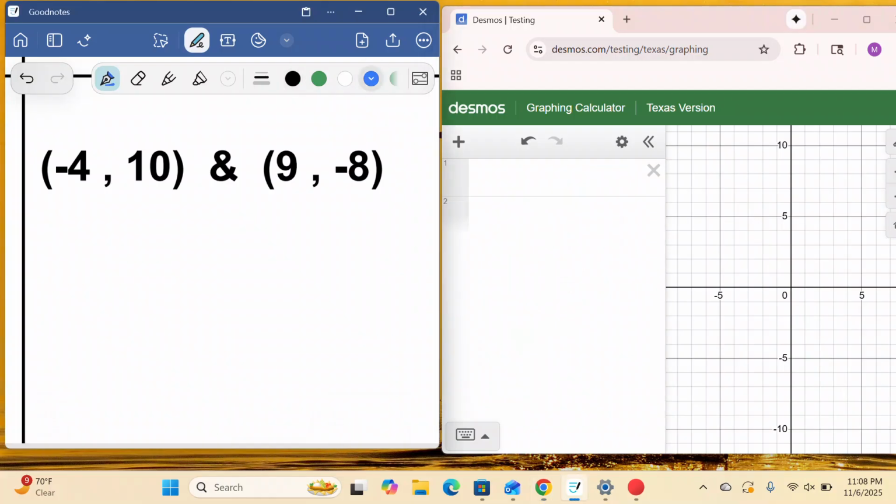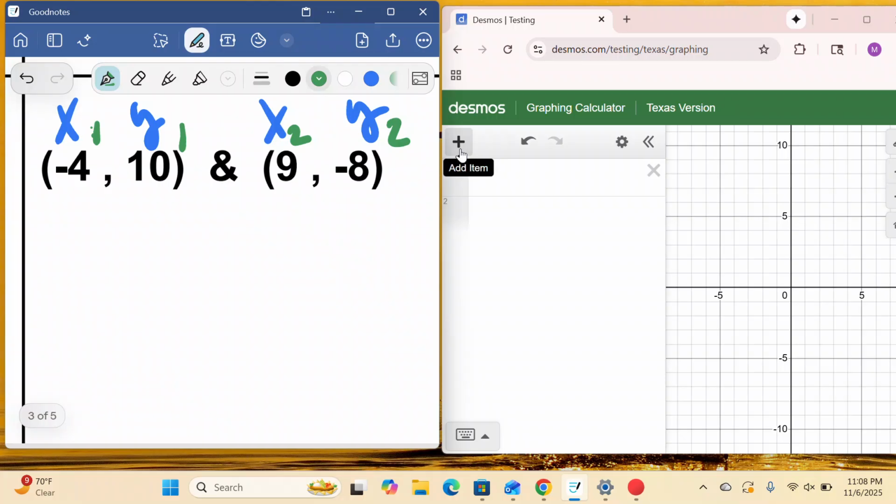I just have to make sure that I understand that this is an x, this is a y, this is an x, and this is a y. If I feel more comfortable, I can label them as x1, y1, x2, y2. I can plug it into my slope formula to find my slope, y2 minus y1 over x2 minus x1. But why would you plug it in if Desmos can do the work for us?